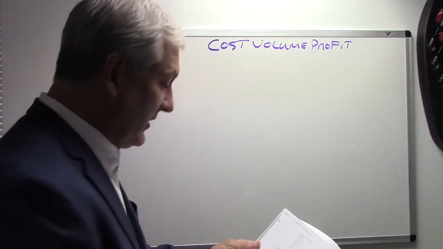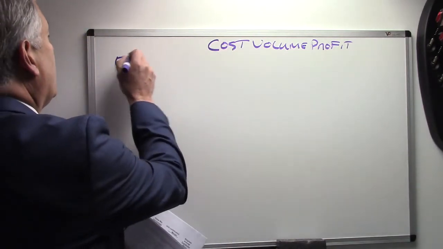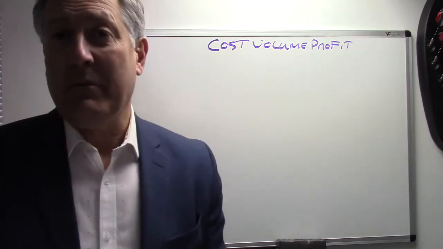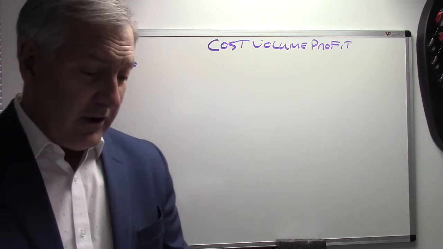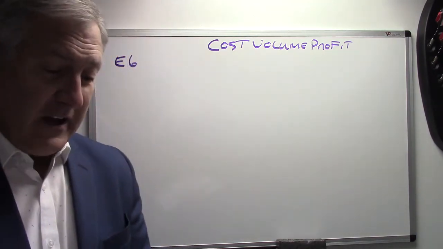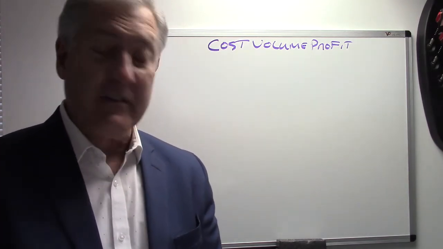The first one we're going to look at is from, again, chapter 19. This is going to be exercise 6. And let me read the problem, and then we'll go through the solution. Yard Tools manufactures lawnmowers, weed trimmers, and chainsaws. Its sales mix and unit contribution margin are as follows.